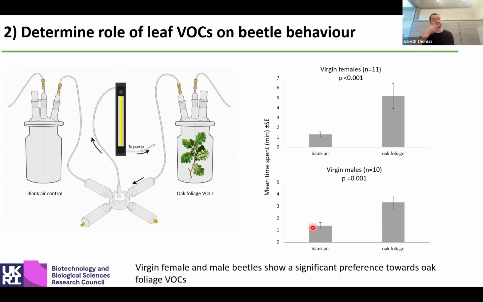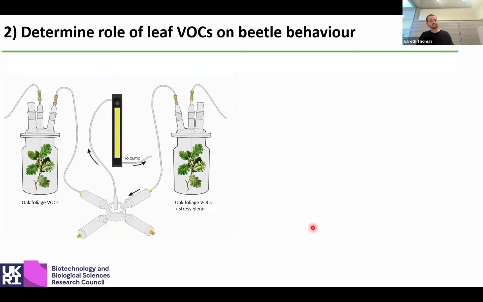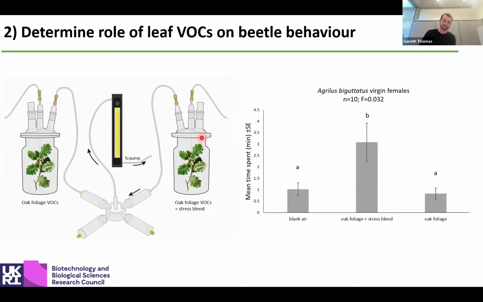So from this, we can establish that they do seem to orient towards the smell of healthy oak foliage. As I said previously, this has already been shown, but we just wanted to verify this before setting up the next experiment, where we're specifically looking at these compounds which are upregulated in declining oak systems. So we slightly modified the system. This time, one of the controls was healthy oak foliage on its own. In the other treatment, we had the oak foliage volatiles, and we spiked the headspace above the oak with 3 of the 4 components that are associated with stress to see if this caused any changes in beetle behaviour.